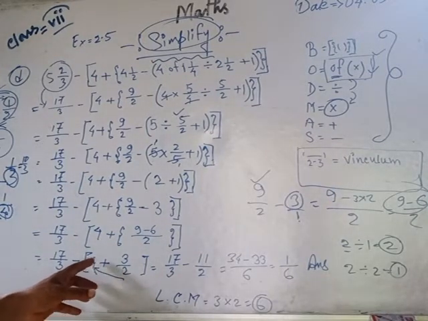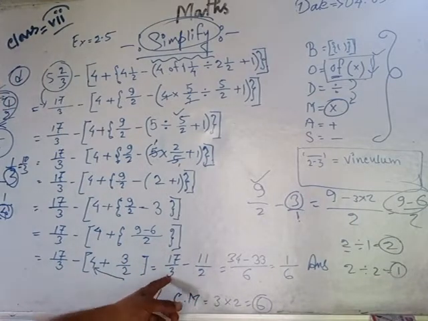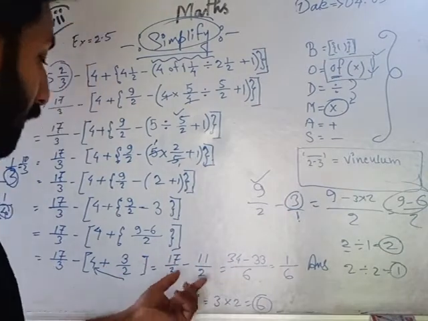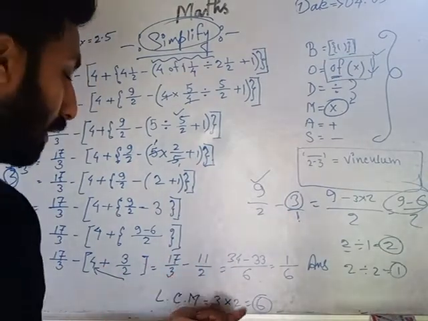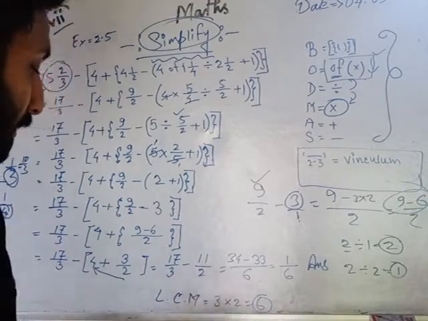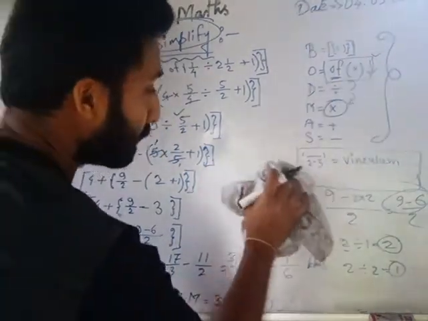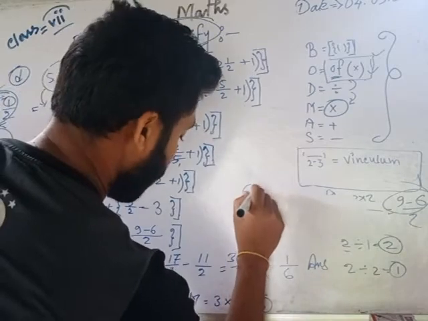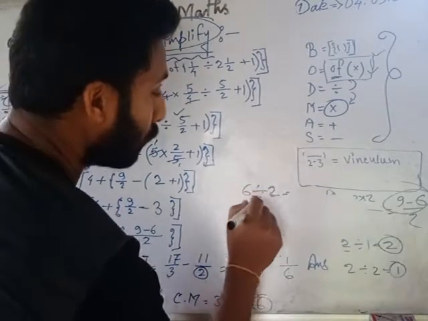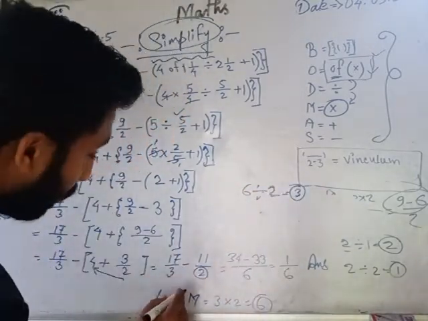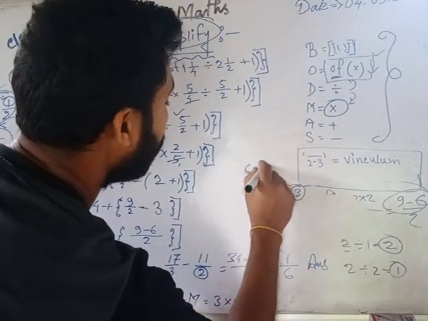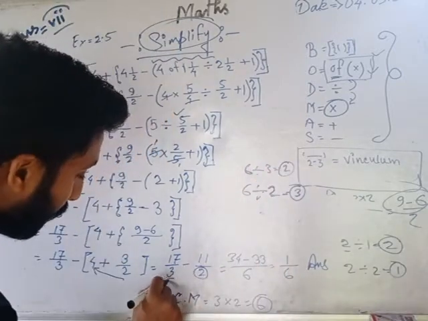So we should write here 4 2s are 8 plus 3, that is 11 by 2. 3 and 2, if we should find out the LCM of 3 and 2, they don't have any common divisible number, on that time we should multiply these numbers. 3 2s are 6, so we should write here 6. 6 divided by 2, 2 is the denominator, so we divide by 2, it is 3.